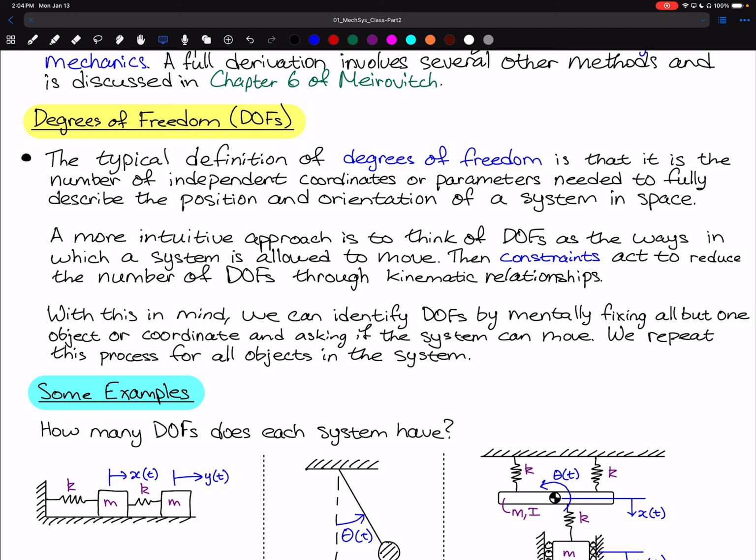And so with that being said, you can identify a degree of freedom by looking at a system, picking a body, fixing all other bodies, and then asking, can the system move if I don't fix one of those components? And then you repeat this process for each body or each object in the system.